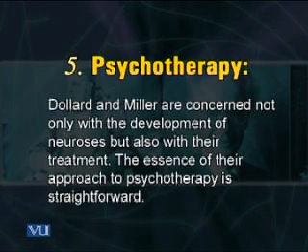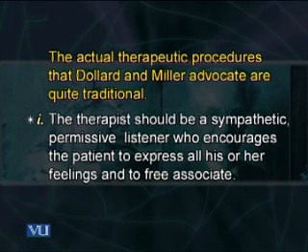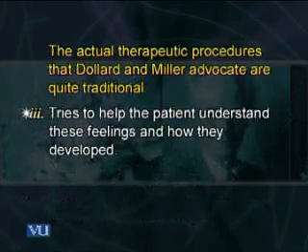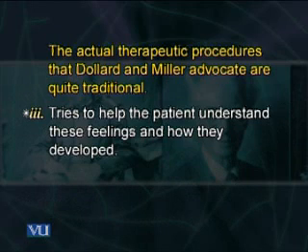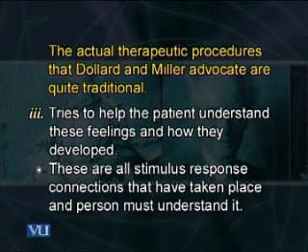Number 5, psychotherapy. Dollard and Miller are concerned not only with the development of neurosis, but also with their treatment. The essence of their approach to psychotherapy is straightforward. The actual therapeutic procedures that Dollard and Miller advocate are quite traditional. Number one, the therapist should be a sympathetic, permissive listener who encourages the patient to express all his feelings and to free associate. Number two, whatever the patient's thoughts, the therapist remains non-punitive. Number three, the therapist tries to help the patient understand these feelings and how they develop. These are all stimulus response connections that have taken place and the person must understand it.